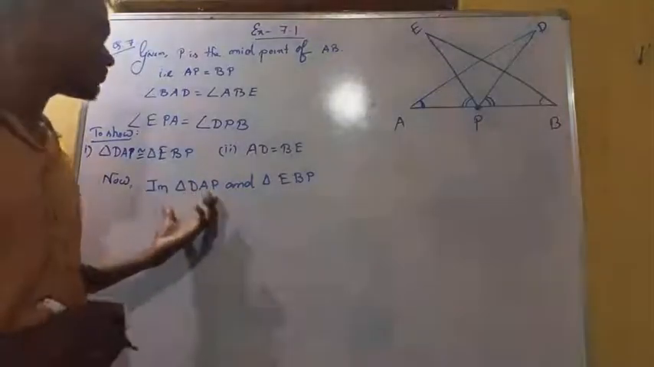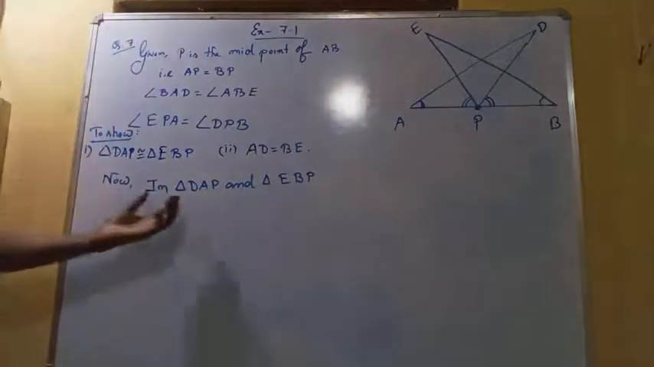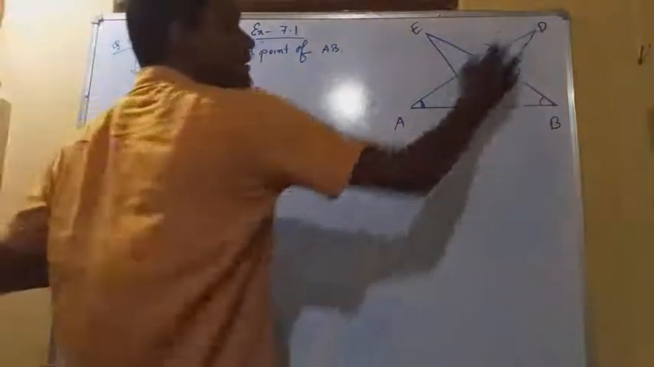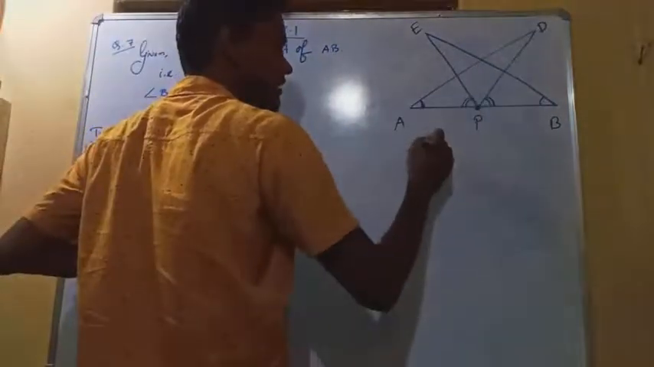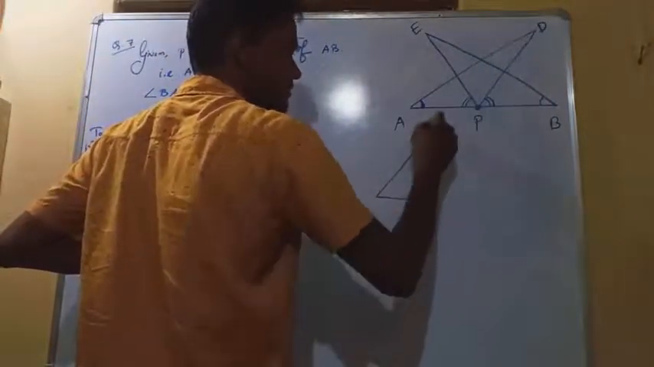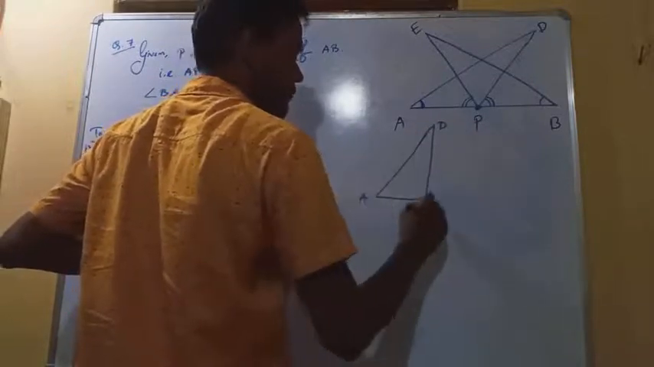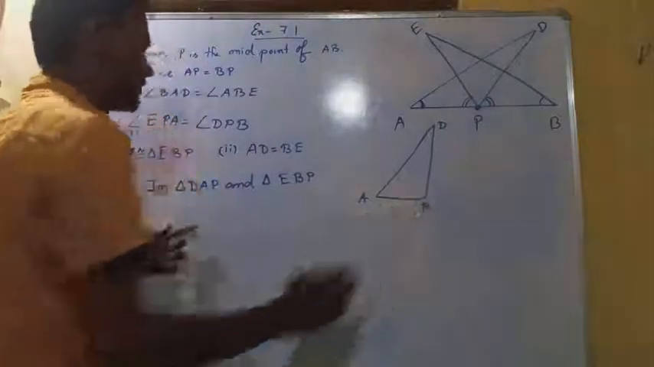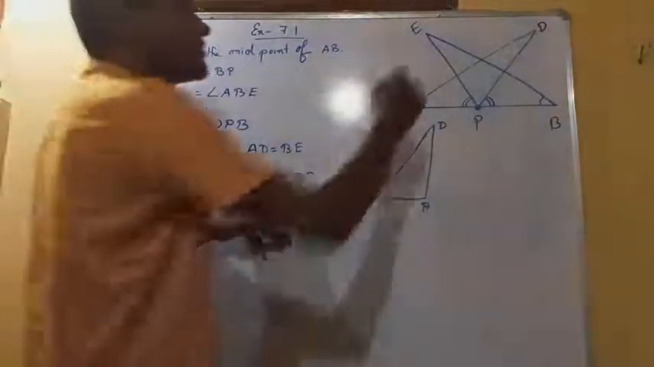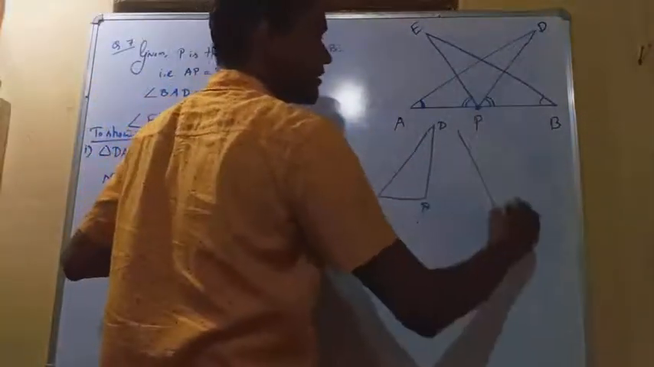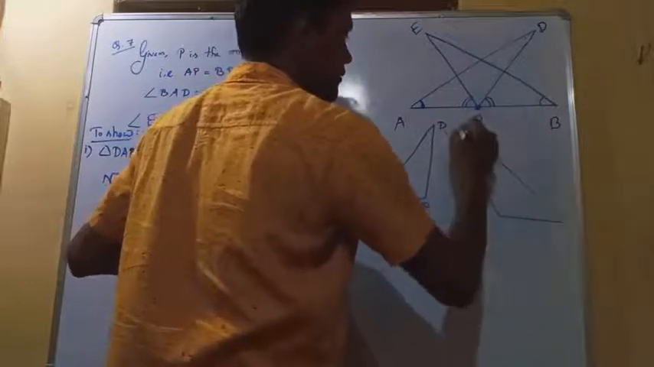Now let us draw the two figures separately for understanding. DAP means this is the triangle. So let's draw it here separately. This is DAP. Along with that, the other triangle is EBP. So this is the triangle EBP. This is E.